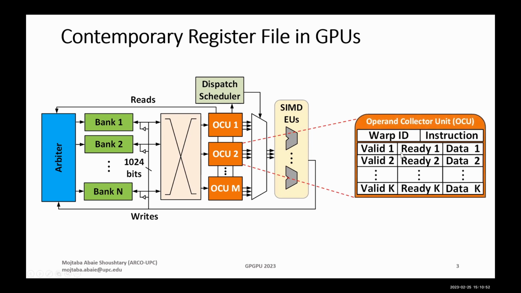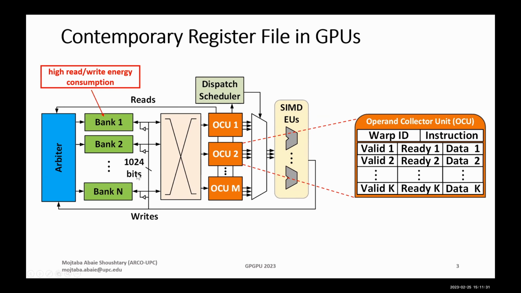In the operand collector units, we have a valid and a ready bit per each operand. The valid bit shows that this entry is used, and the ready bit shows that the value has been collected. It means that the value has been received from the banks. And beside each valid and ready bit, we have the data, which is a vector register for each operand.